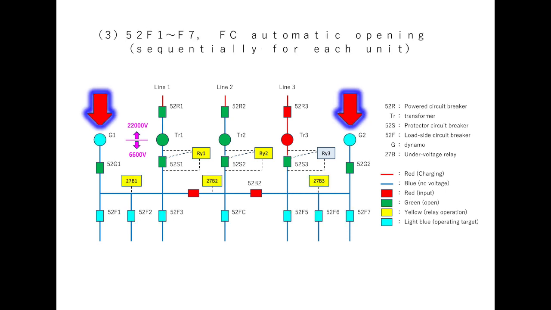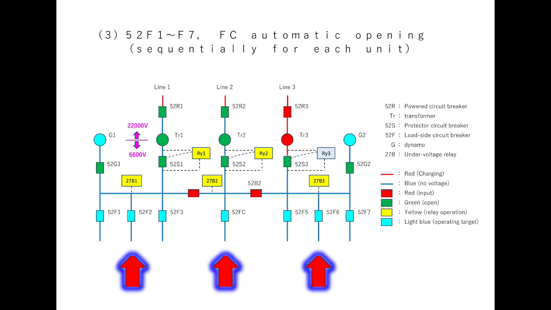Generators G1 and G2 automatically start upon detecting the operation of the under voltage relay. In Japan, voltage is normally established within 40 seconds. Simply put, voltage establishment is the state in which the generator has reached a certain rotation speed and the voltage is suitable for power transmission.